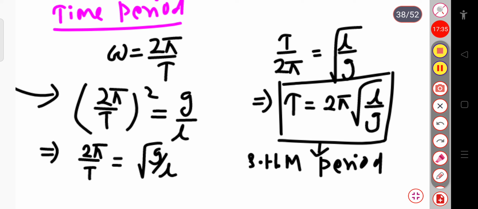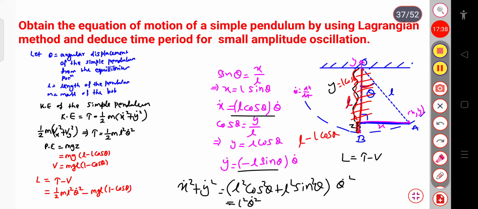So in this way, by using the Lagrangian method you can solve and deduce the expression for the simple pendulum.